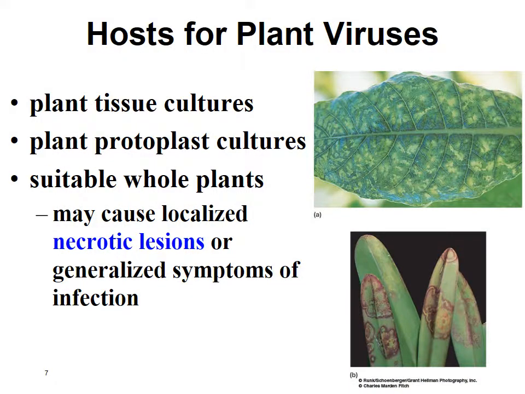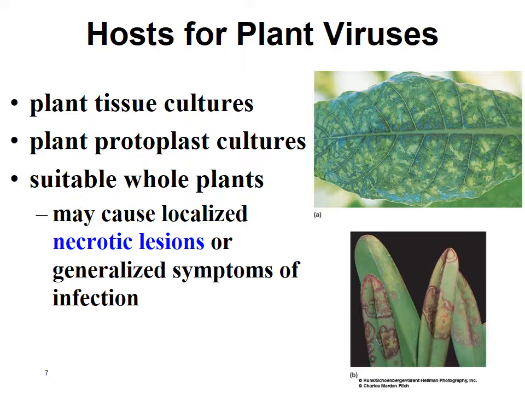Let's look at hosts for cultivating plant viruses. Plant viruses can be cultivated in a number of different ways. So for example, in plant tissue culture, in cultures of separated cells, or in cultures of protoplasts. Protoplasts are plant cells lacking cell walls. Viruses can also be grown in whole plants.